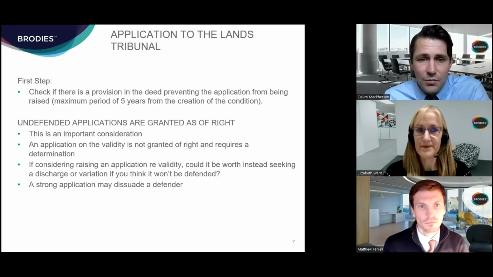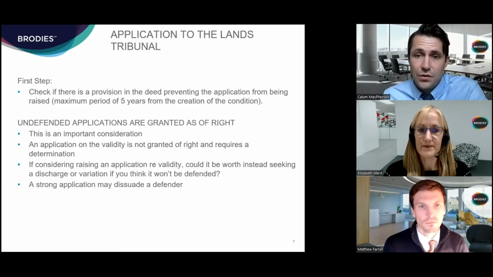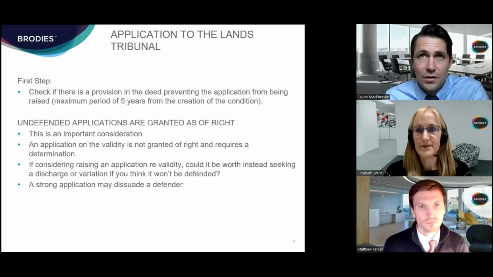So, as an aside, when faced with an application on the validity of a burden, it may therefore tactically sometimes make sense to raise an application for variation or discharge to avoid the cost of having to deal with hearings, etc., on the validity, and perhaps more importantly, potentially having a negative judgment found against you. If the application is defended and you've gone down that route of seeking variation or discharge instead of an order on validity, you can always amend in a request for an order on validity at that stage.